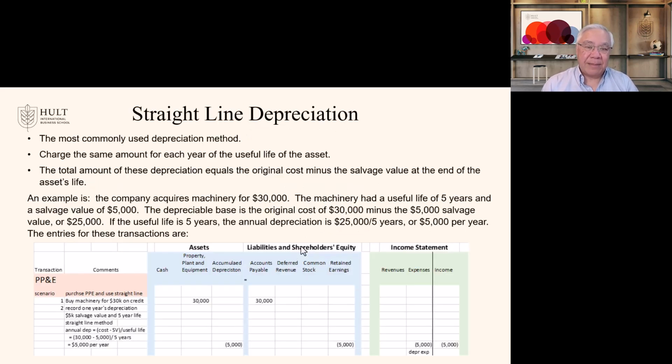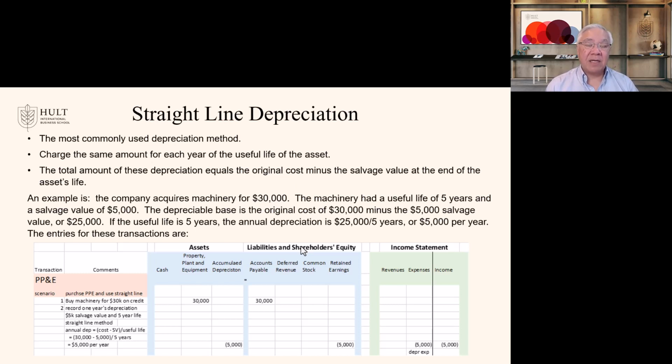The example, as I mentioned, is on straight line depreciation. It's by far the most commonly used depreciation method, and we charge the same amount for each year of the useful life of the asset. That's why it's called straight line. And the total amount that we will depreciate equals the original cost minus the salvage value that we estimate at the end of the asset's life. We estimate it at the beginning of the life in order to do the depreciation expense calculation.